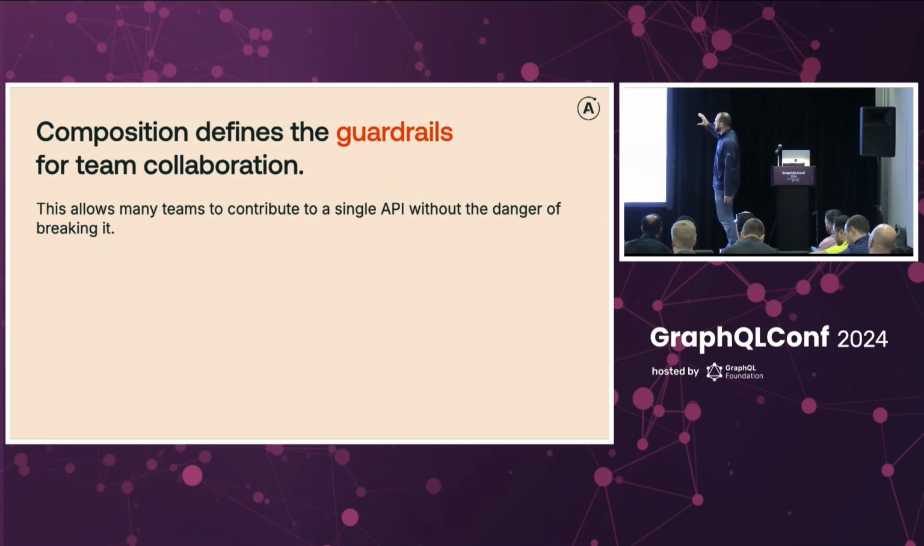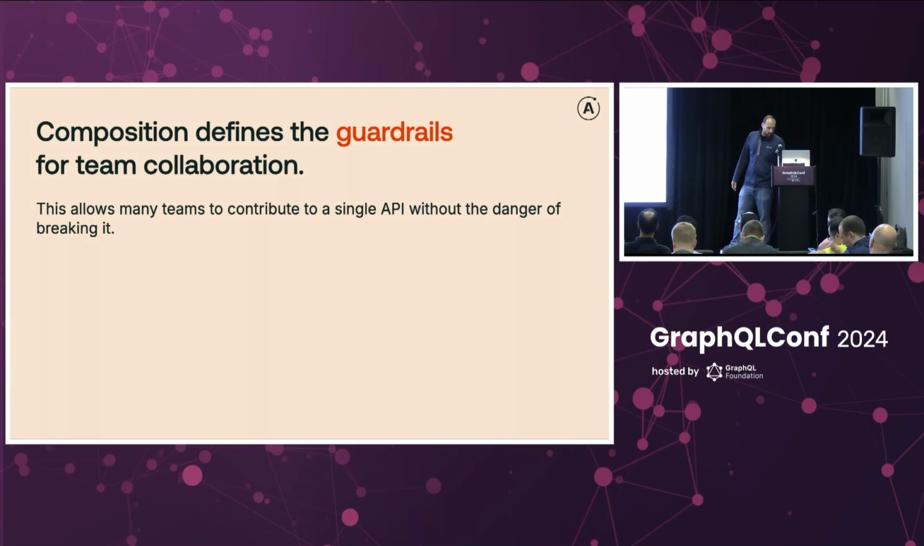And all this ensures, when composition succeeds, that at runtime, that supergraph will be able to execute the queries that come its way. So we really want to make sure, and we've defined the validation rules in a way that ensures that any sort of inconsistencies or breaking changes would be detected beforehand.